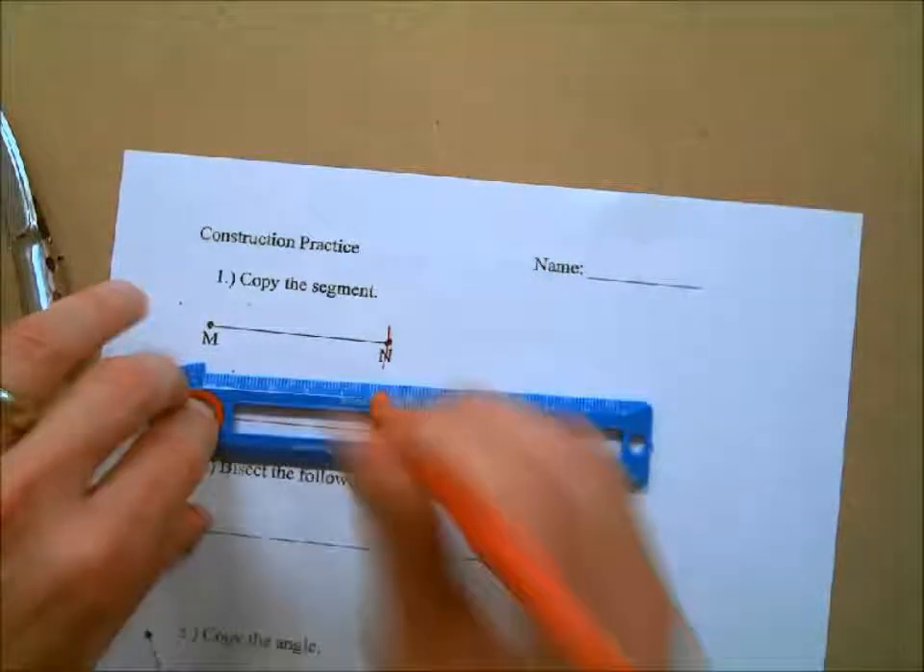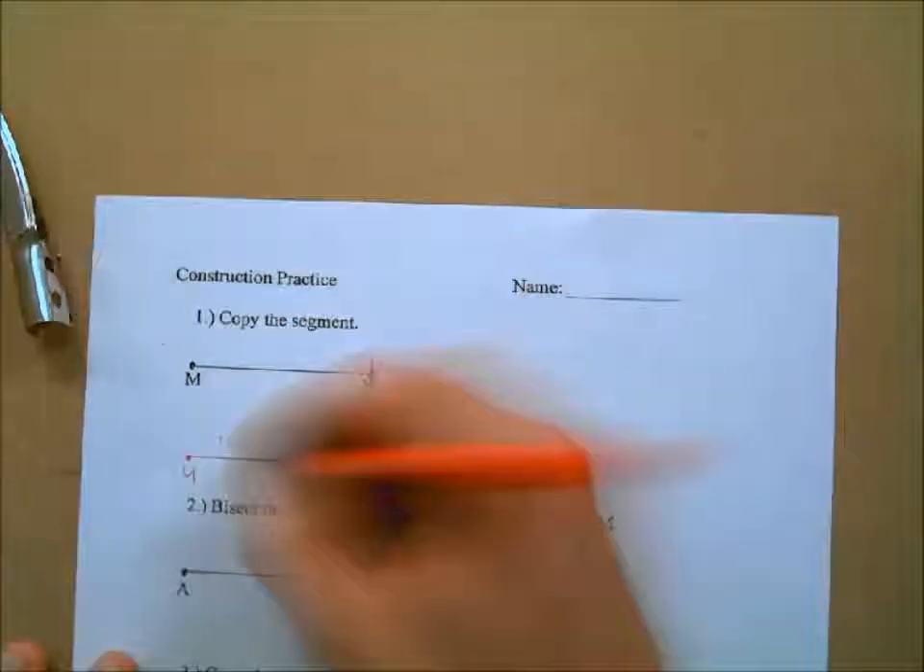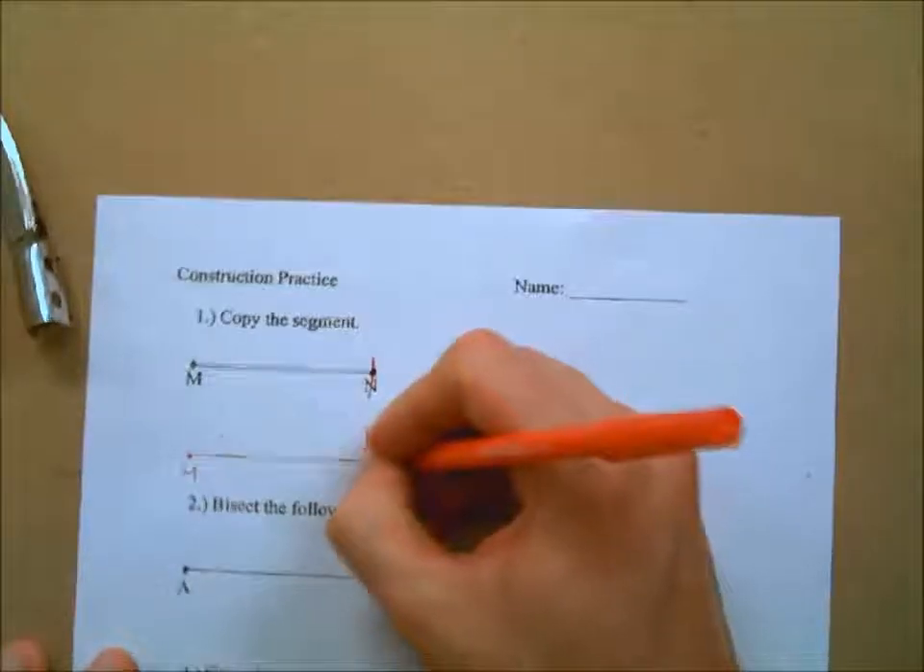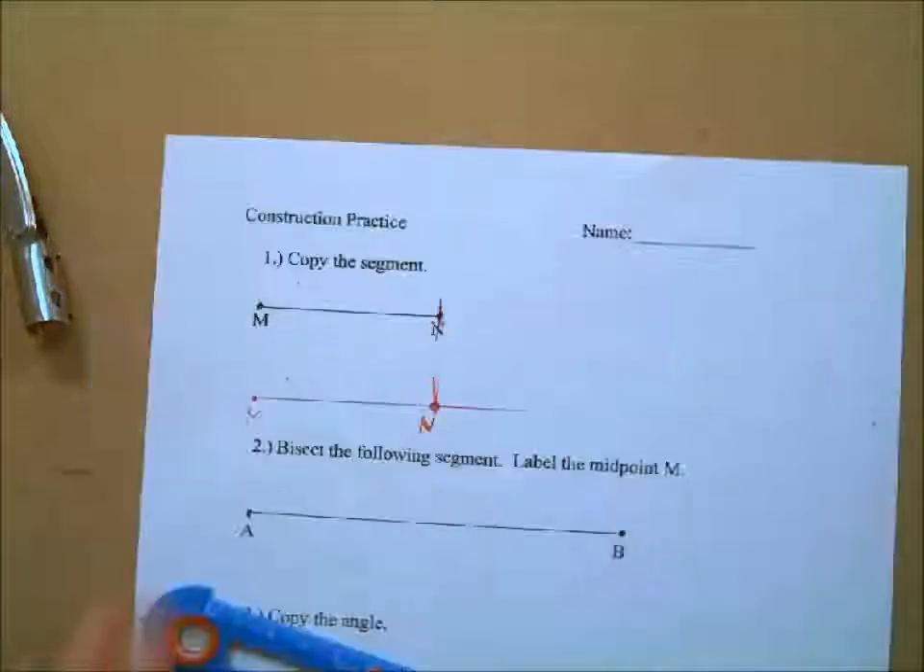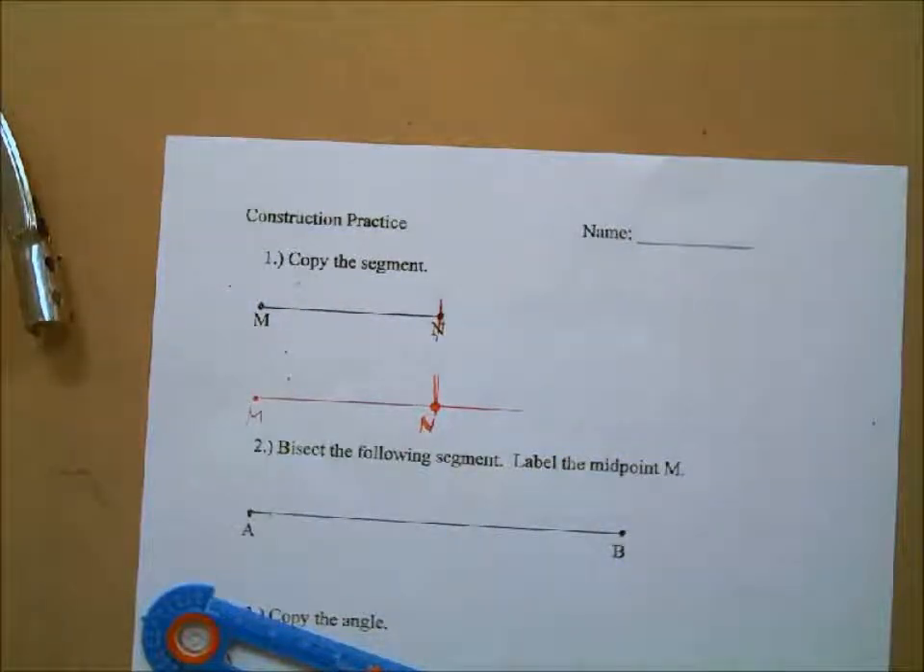Okay. And so where that swipe intersects here, you're going to put a point down, and you're going to call that N. Okay? And there we've copied the segment MN. All right?